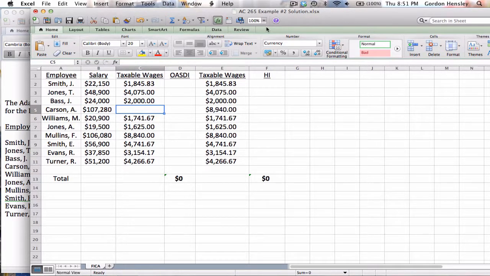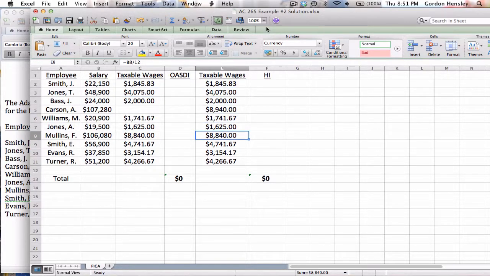Now, the reason I'm going to have one exception is if you look at these salaries, remember there's a cap on OASDI. The cap is $106,800. Well, if I go through here, most of these people make less than that in a year. So for most of them, it's literally going to be as simple as dividing their annual salary by 12. That's what I've done in just about every one of these instances.